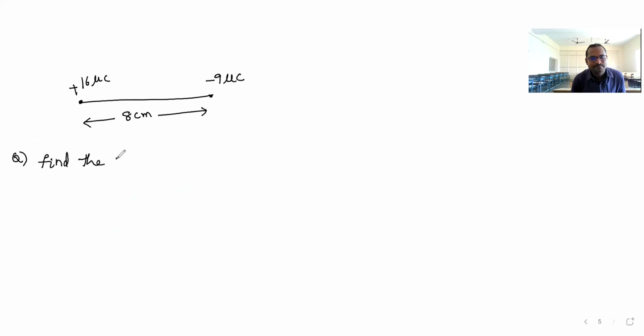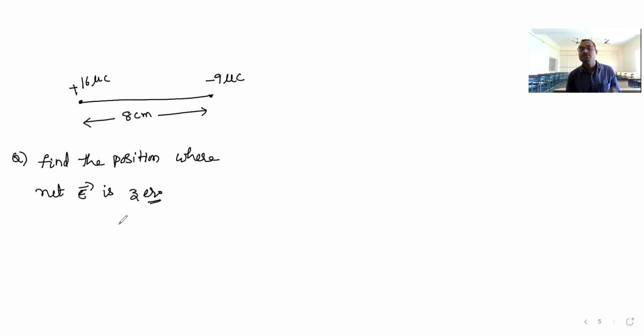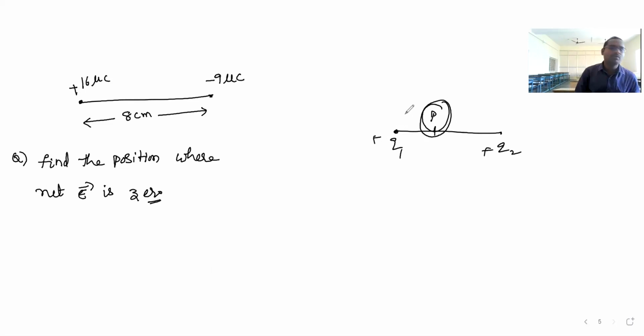Now my question is, find the position where the net electric field is 0. That means you need to find the null point. In the previous example, two charges Q1 and Q2, at some point P, electric field how much? Both we had taken positive charges, but now one is positive, another one is negative. When both are positive, the null point will definitely be in between the two charges.